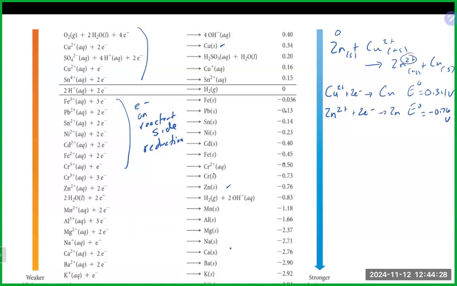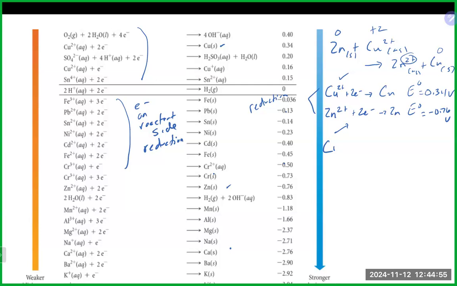Now, when we look at this, as we saw before, our zinc is going from 0 to +2, which means it is being oxidized. Our copper is going from +2 to 0, which means it's being reduced. Since these are both reduction reactions, technically speaking, the only one that is correctly written is our copper that's being reduced. Our zinc one actually needs to be reversed, so that will show the opposite.